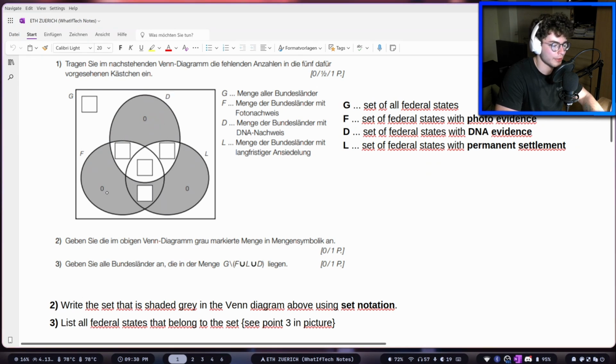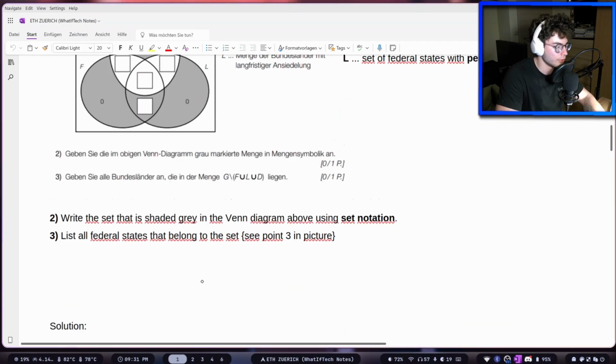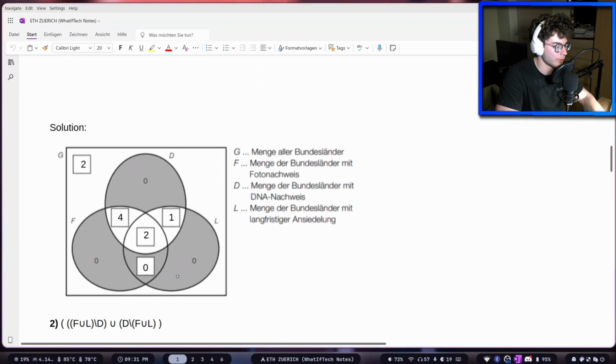Then we have the part here, but we're missing the gray part above, so we need to use D and do the set difference to the union join of F and L, which means we take this big set, which is a union join, and we subtract D from this set, which gets us the gray area without the white area here. In the solution, you can see how it's written.